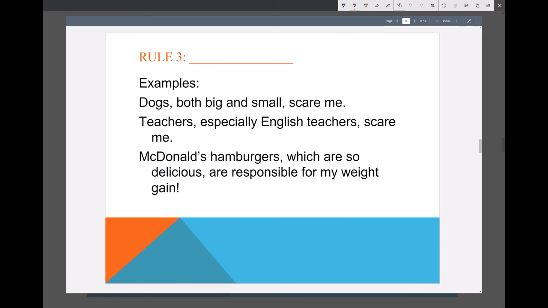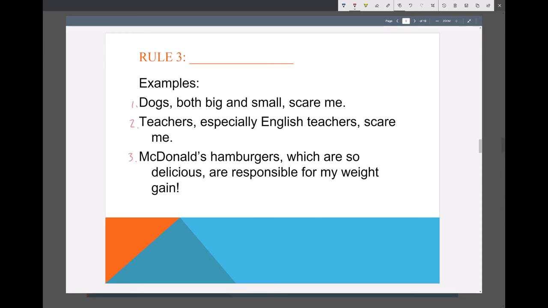Have you figured it out? A good way to figure this rule out is to read the sentence out loud with the commas as pauses. So, try reading it like this. Number 1: dogs, comma, both big and small, comma, scare me.